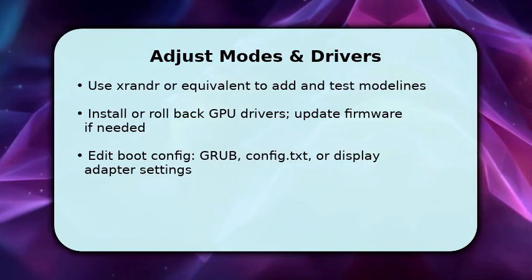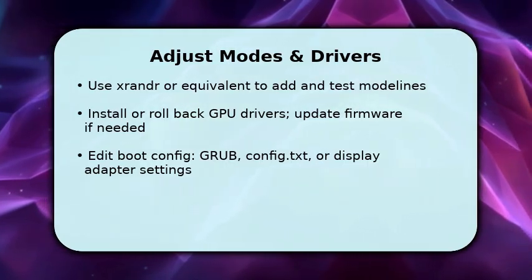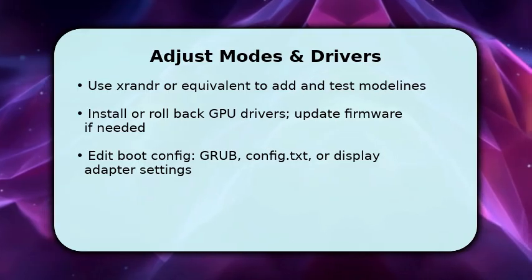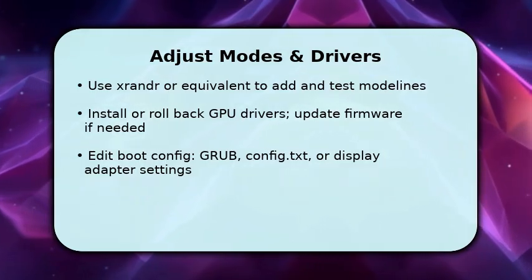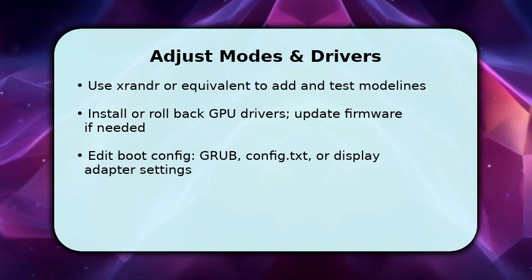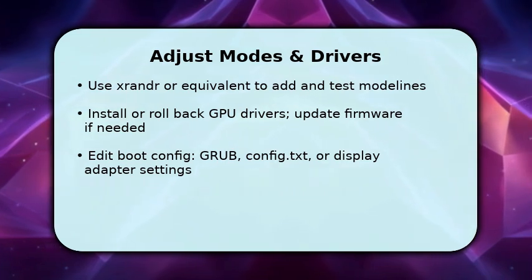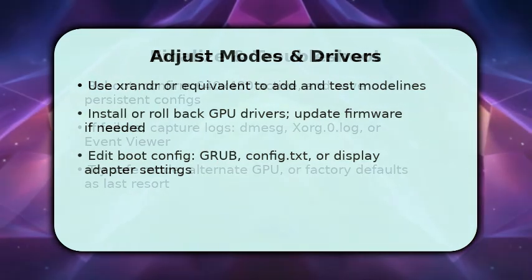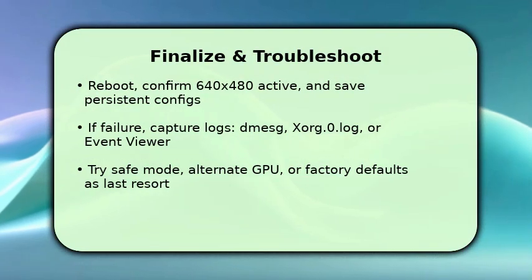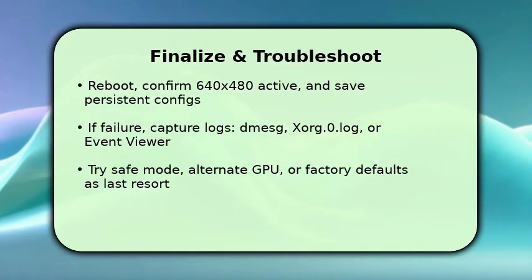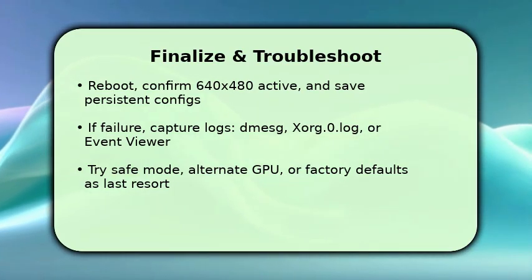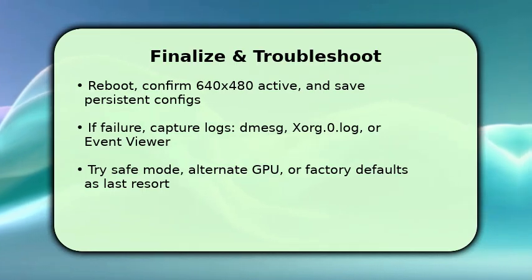Then update the boot-time config, GRUB command line config, config.txt, or vendor boot entries so the kernel or firmware advertises that mode at init. Make sure to reboot between major changes. Finish by rebooting and confirming the display negotiated 640x480. Persist settings in system config files so they survive boot.